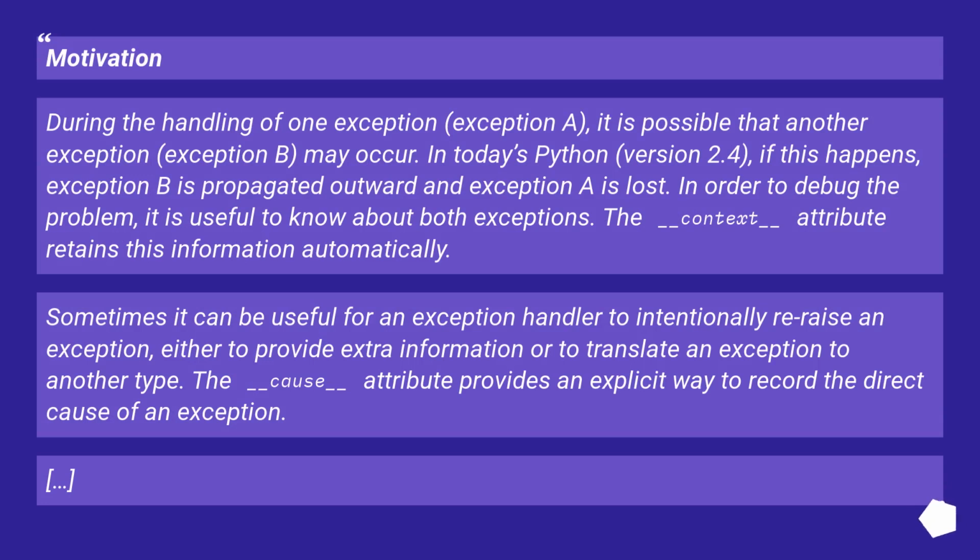Motivation: during the handling of one exception, exception A, it is possible that another exception, exception B, may occur. In today's Python, version 2.4, if this happens, exception B is propagated outward and exception A is lost. In order to debug the problem, it is useful to know about both exceptions. The __context__ attribute retains this information automatically. Sometimes it can be useful for an exception handler to intentionally re-raise an exception, either to provide extra information or to translate an exception to another type. The __cause__ attribute provides an explicit way to record the direct cause of an exception.